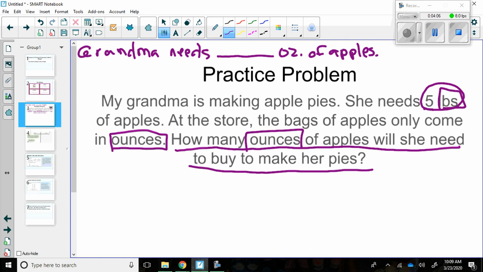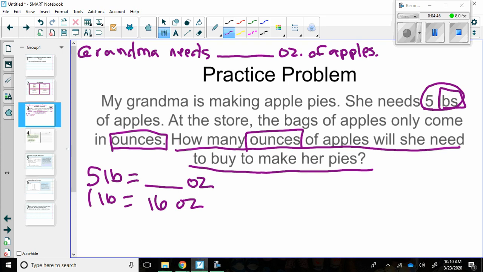Next, we need to evaluate and visualize, and this is where that handy song comes in. So first step is write the equation. The equation is 5 pounds equals blank ounces. Second step is write what you know, what you know, what you know. You can refer to your notes you wrote, and we know that 1 pound equals 16 ounces.